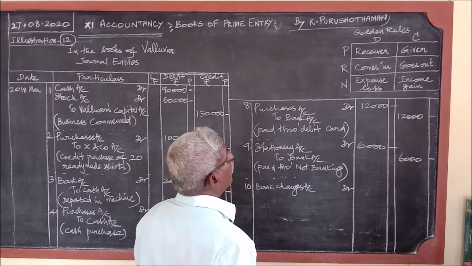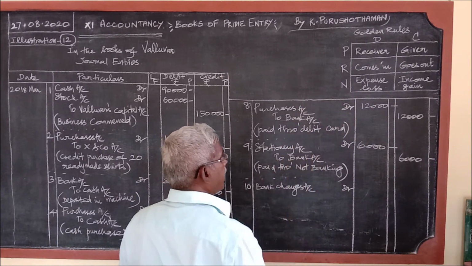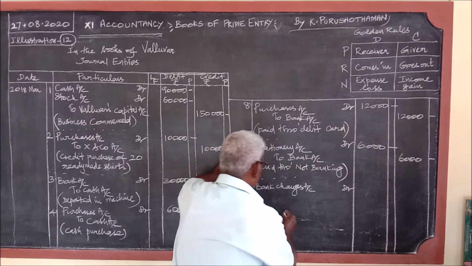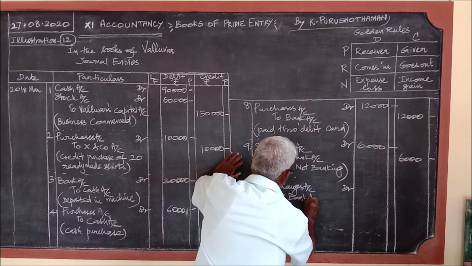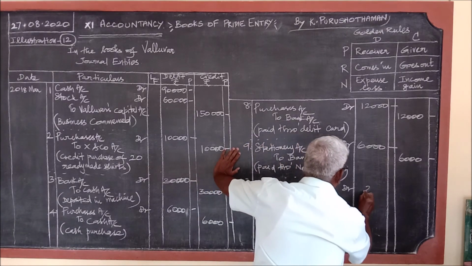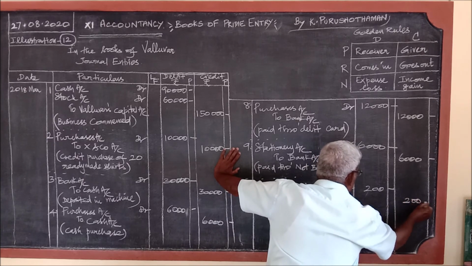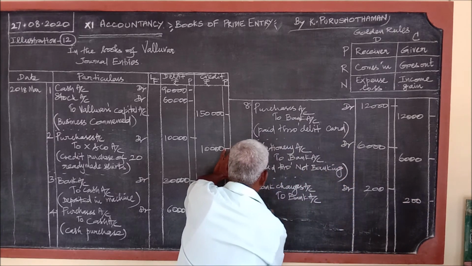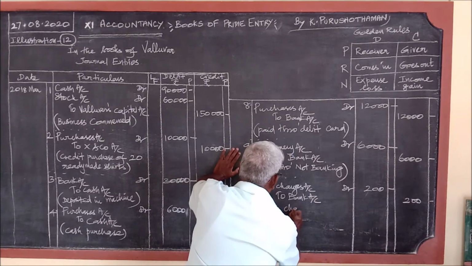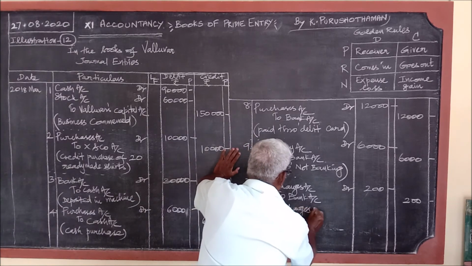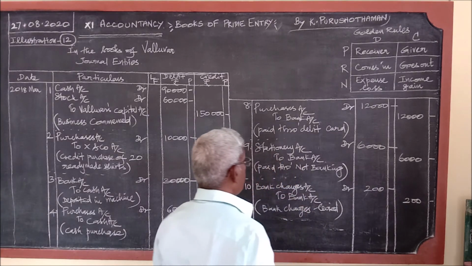And go to the credit rule. Anything goes out, second rule, nothing. Who is the giver? Bank is the giver. So, bank charges account debit to bank account, the amount is 200. Narration: Bank charges levied.